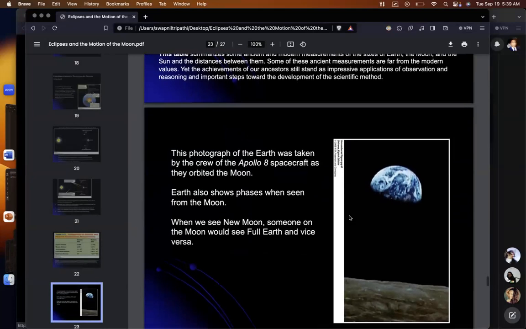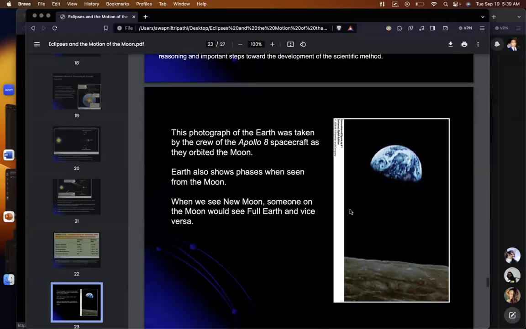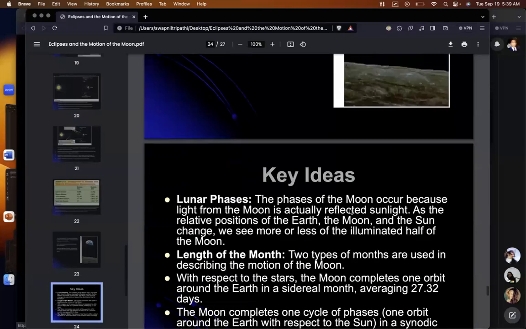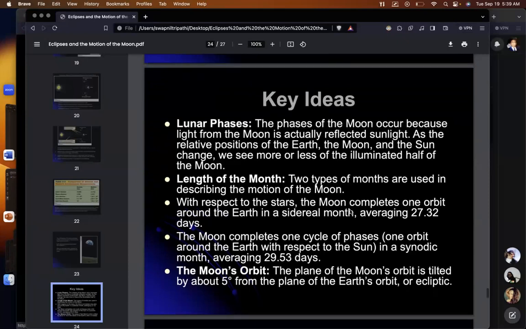Oh, one more slide. Something to note is that when you're on the moon and looking towards the Earth, Earth also shows phases. All right. So with that, this chapter is finished, and you may do the quiz, work on the quiz.